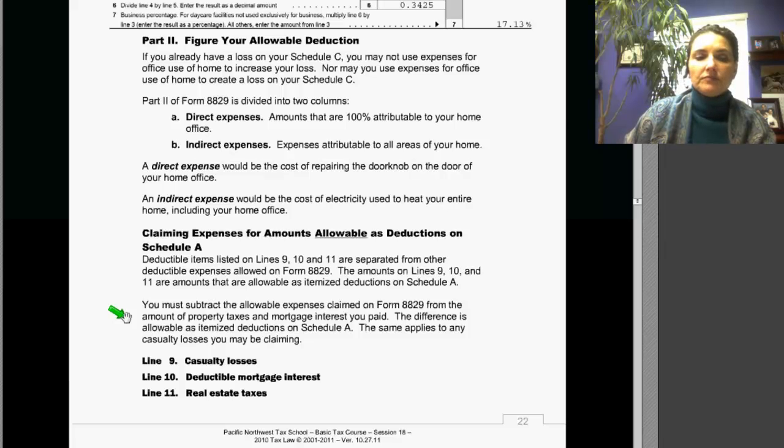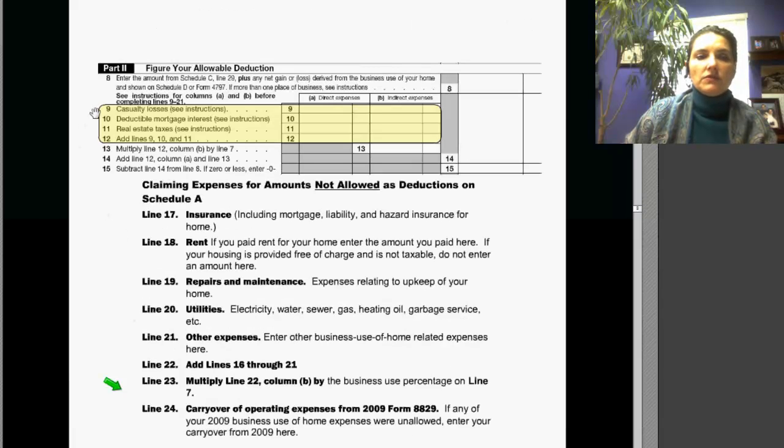you might be claiming. So line 9 is a casualty loss line. That's where you enter your casualty loss. Line 10 is deductible mortgage interest, and line 11 is where you enter real estate taxes. You can see those 3 lines being summarized right here in Part 2. Casualty losses, line 9, deductible mortgage interest, line 10, real estate taxes, line 11.